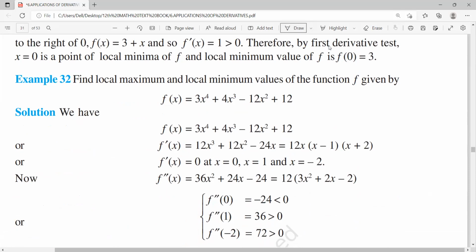Now you do this: find the local maximum and local minimum values of the function f given by this. Quickly you do.